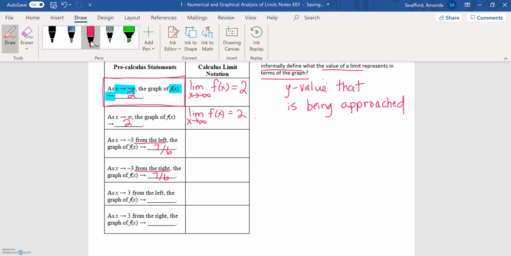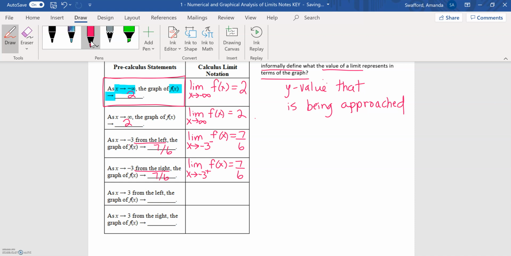Now, to indicate this in our statement, we would write x approaches -3, and then to indicate that we're only looking at the left-hand side, we put this little negative up here at the top of the -3. Still write our function, and equals 7/6. For this one, we would write the limit as x approaches -3 from the right. We would indicate the right with a little plus sign. f of x is 7/6.